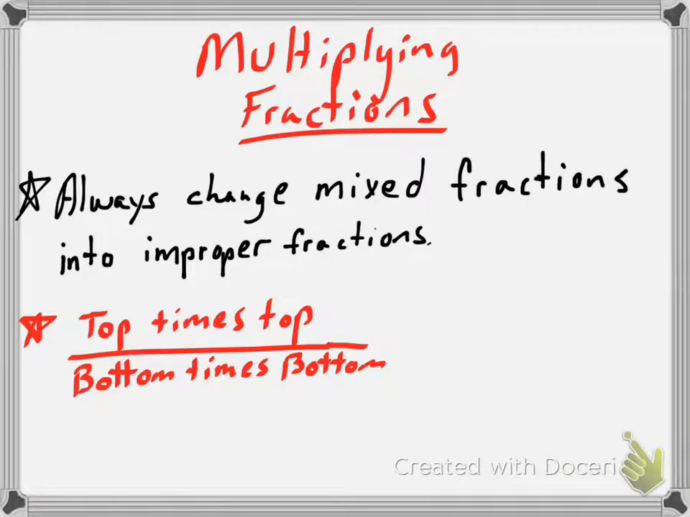Multiplying fractions. Y'all should all know how to multiply fractions. We've already done it. You do top times top, bottom times bottom. One thing some of you might forget: always change mixed fractions into improper fractions. In algebra we deal a lot with improper fractions. So make sure you change your mixed numbers to improper automatically before you start doing anything, especially multiplying. Once you've done that, you can multiply top times top, bottom times bottom.